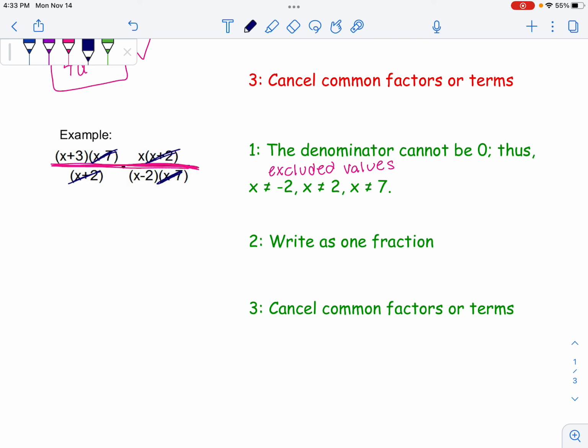And nothing else cancels, so now I'm going to rewrite my final simplified form. I have the x plus 3, and then I have x. I'm going to write it out front just because that's where I like it, but you can write it in the back. And then the x minus 2. All right, there is our simplified factored form. You could multiply it out, but we won't really ask that of you. It's okay to leave it in this form right here.